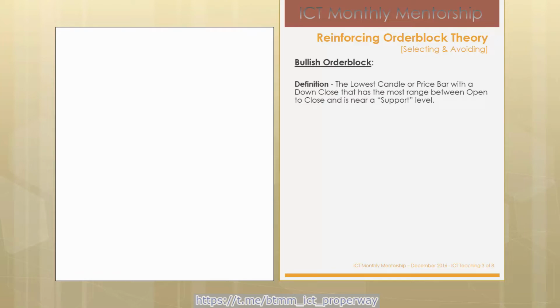Definition of a bullish order block is the lowest candle or price bar with a down close that has the most range between open to close and is near a support level. Validation of a bullish order block is when the high of the lowest down candle or price bar is traded through by a later formed candle or price bar.